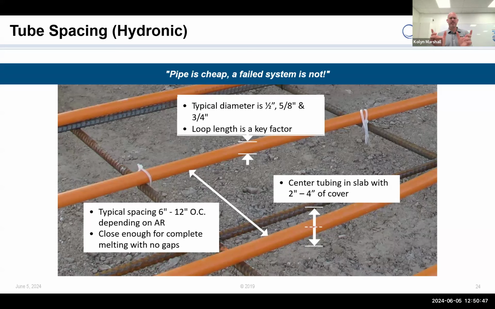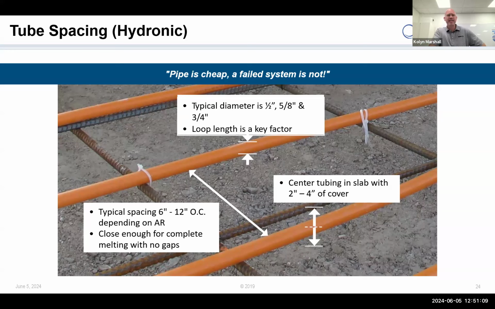And there's a distance here that if you get farther than 12 inches, basically you end up with an unmelted section in between the runs of pipe. And instead of having a nice, clear, snow melted surface, you end up with what looks like a candy cane. You have stripes of snow that can't be removed. So no wider than 12 inches on center.